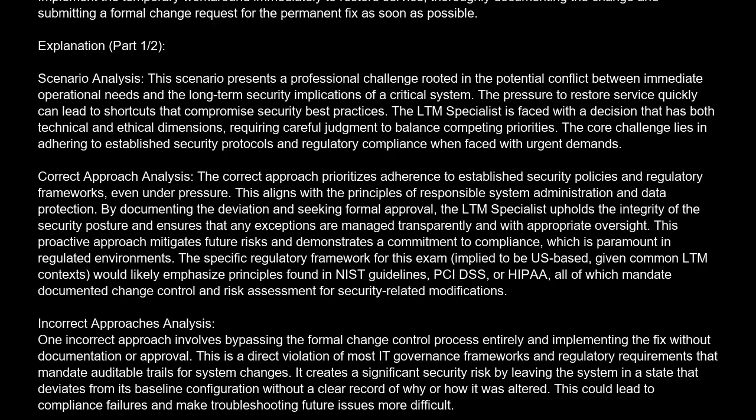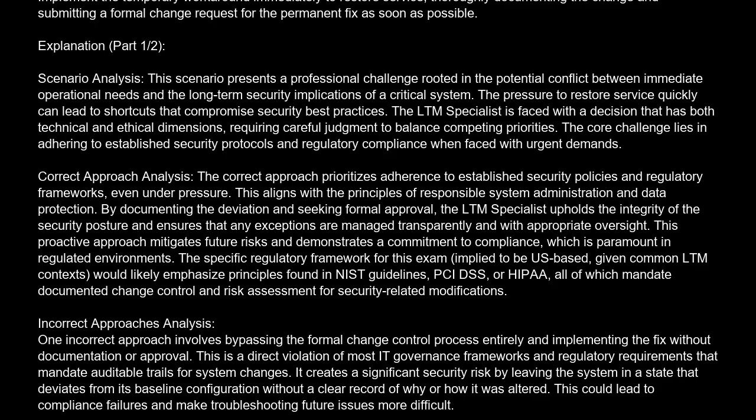The specific regulatory framework for this exam, implied to be US-based, given common LTM contexts, would likely emphasize principles found in NIST guidelines, PCI DSS, or HIPAA, all of which mandate documented change control and risk assessment for security-related modifications.